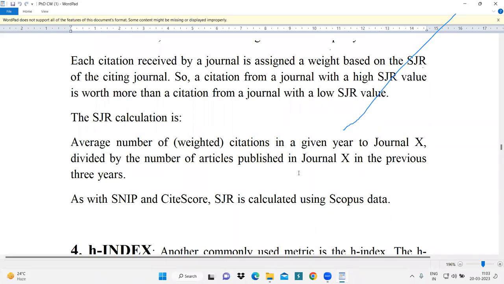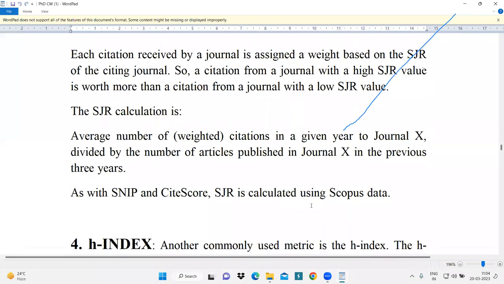Impact factor, CiteScore, but they have different meanings, different databases, and different rankings. Some journals are ranked by SCImago Journal Rank, some are ranked by Scopus, that is CiteScore, and some are ranked by Web of Science, that is impact factor. So different databases are ranking the journals according to their value. As with SNP and CiteScore, SJR is calculated using Scopus data.